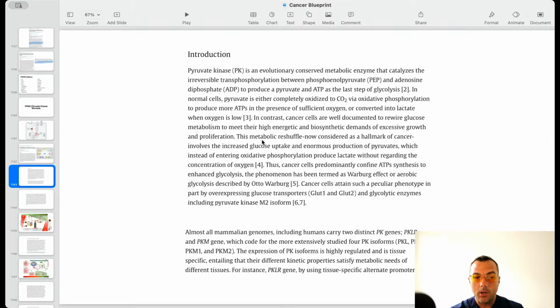The metabolic reshuffle, now considered a hallmark of cancer, involves increased glucose uptake and enormous production of pyruvate, which, instead of entering oxidative phosphorylation, produces lactate regardless of the concentration of oxygen. Thus, cancer cells predominantly confine ATP synthesis to enhanced glycolysis. The phenomenon has been termed the Warburg effect or aerobic glycolysis, described by Otto Warburg. Cancer cells attain such a particular phenotype partly by overexpressing glucose transporters and glycolytic enzymes, including the pyruvate kinase M2 isoform.